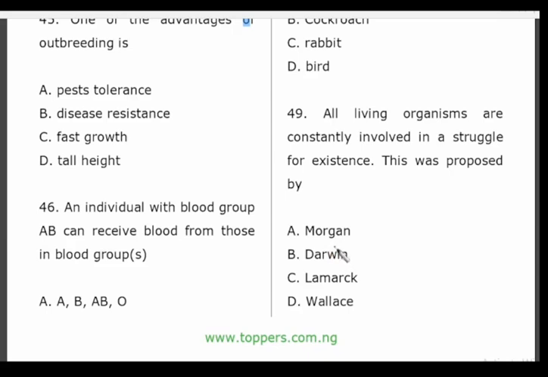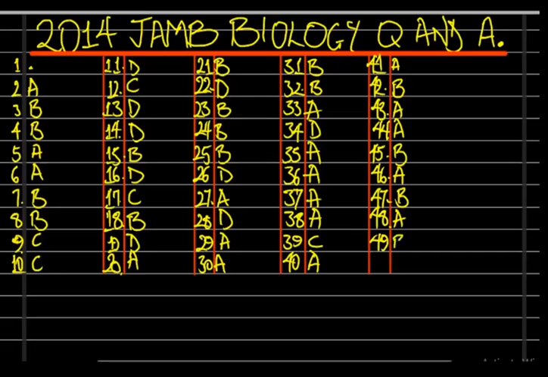So it was Darwin. So that is the answer to our question there. Charles Darwin was the one that postulated that. So that is the answer, option B.